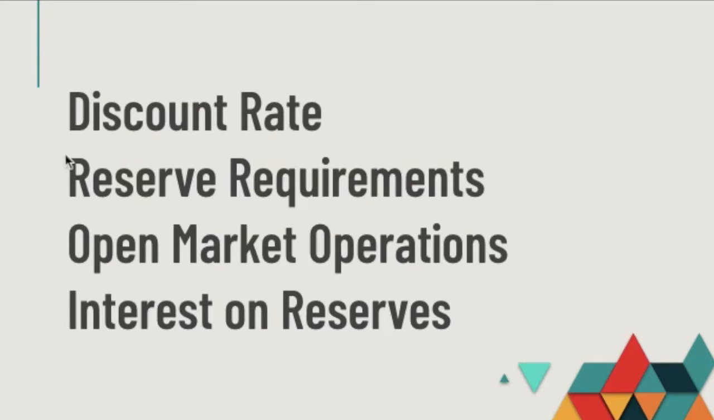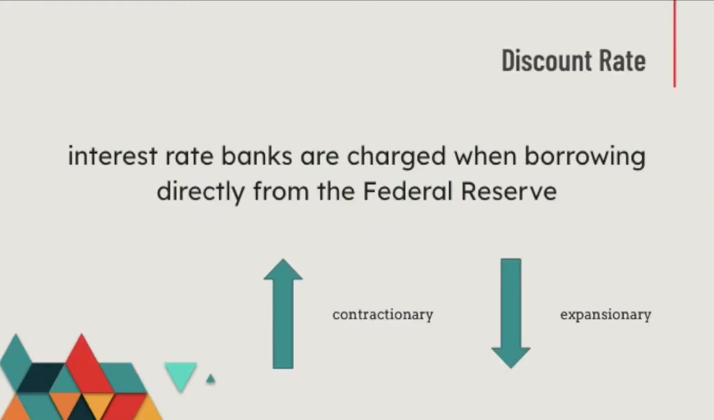The Fed has four tools to achieve its monetary policy goals: the discount rate, reserve requirement, open market operations, and interest on reserves. The last one, interest on reserves, doesn't come up as often as the other three, but it basically is the interest the Fed pays to banks for their reserves. If it's high, banks will be more inclined to put the money in the Federal Reserve's reserves rather than loan it out. Let's start with the discount rate.